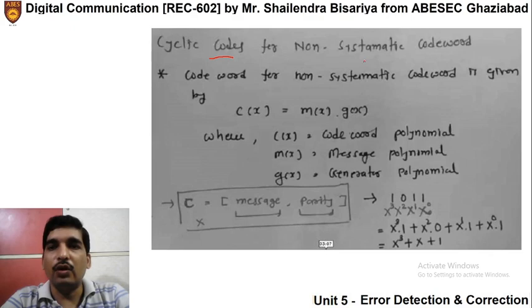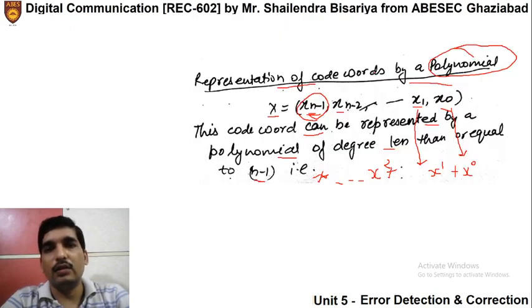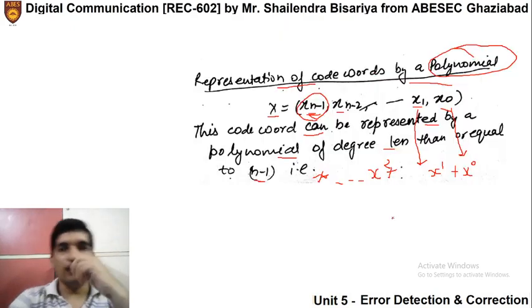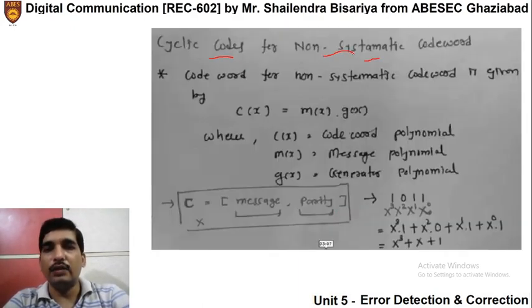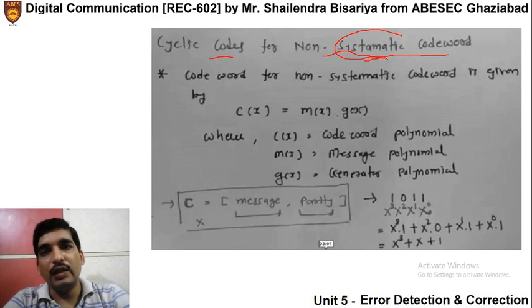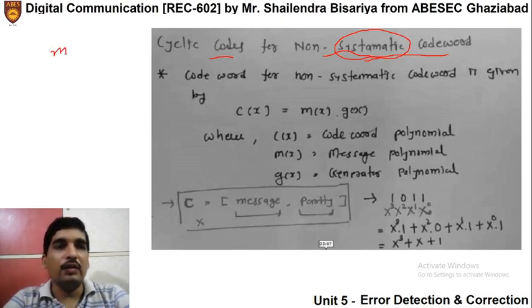Cyclic codes for non-systematic code words. Now we have done the representation. Now we will talk about the cyclic code for non-systematic code words first. Now we will say what are systematic and non-systematic code words. Systematic, as the name indicates, is a code word in which the initial bits are message bits. If I say that x is a code vector, then here x consists of m and c.